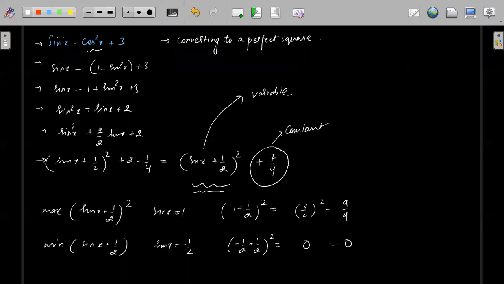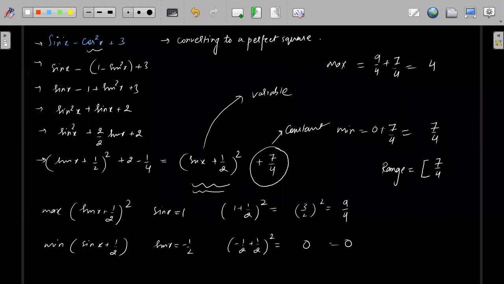So the maximum of this whole will be 9 by 4 plus 7 by 4, which is nothing but 9 plus 7, 16, 16 by 4, 4. And the minimum is 0 plus 7 by 4, which is nothing but 7 by 4. So the minimum value is 7 by 4, maximum value is 4. So the range will be closed bracket 7 by 4 to closed bracket 4. Just copy this one.